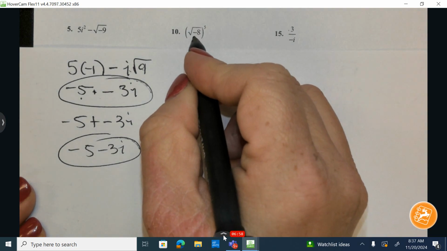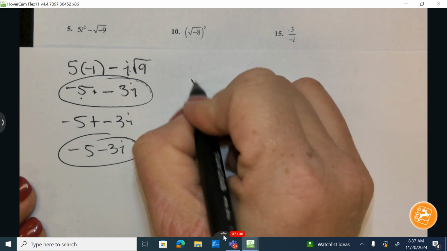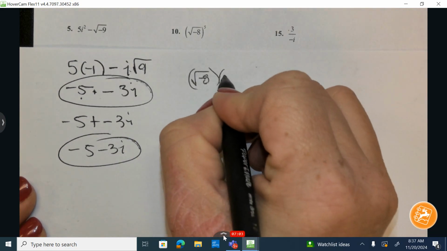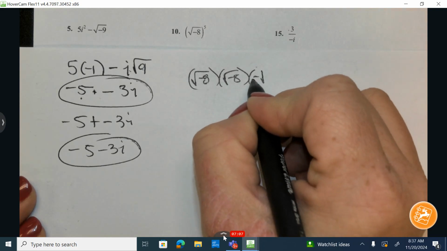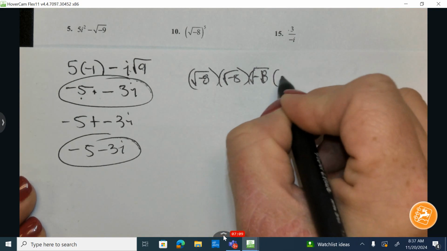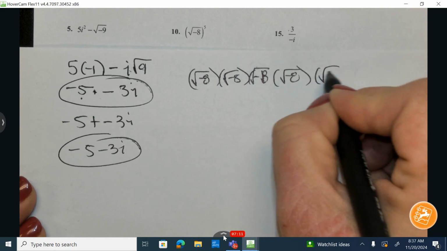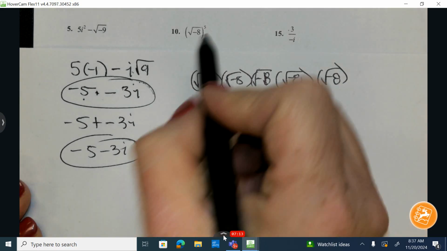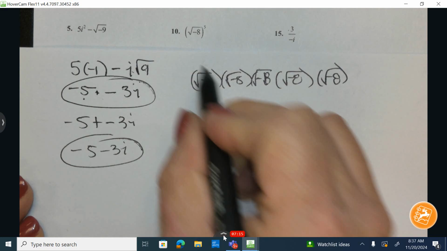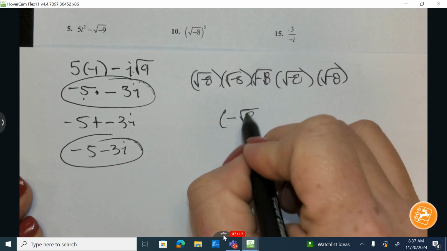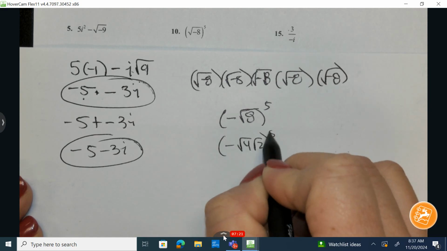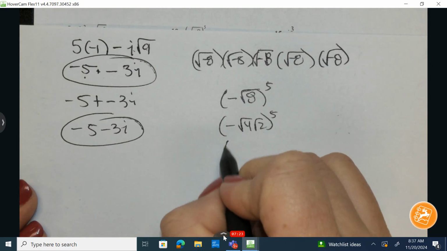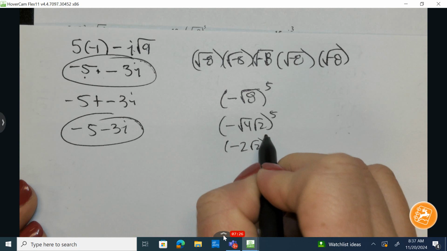Over here, what does this mean? I could write this out if this is what you prefer. You could write this out a total of 5 times, but I'm going to show you what I would do. Instead of doing that, I'm just going to simplify first of all. So this simplifies to this. And I'm going to continue to simplify it. Okay, so this is negative 2 square root of 2 to the 5th.